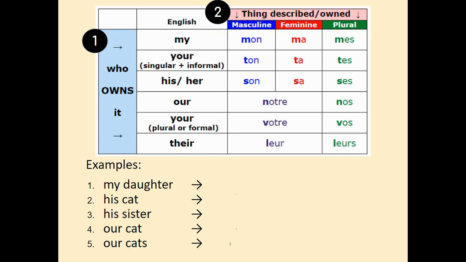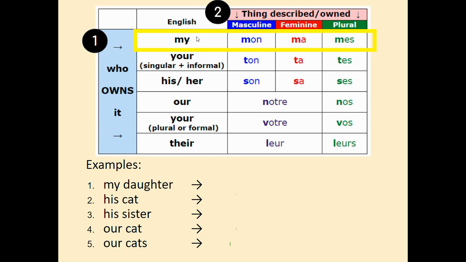I would strongly recommend as we do this that you pause before I show the answer, and perhaps you have a bit of paper next to you and you jot down what your answer would be. And at this stage that you do every step 1 and 2 as I do it. At this stage we are practicing. Okay, so example number 1, my daughter. So step number 1, who owns it? It's going to be my, so it's going to be from this line here.